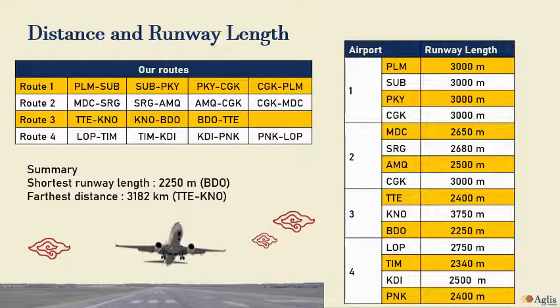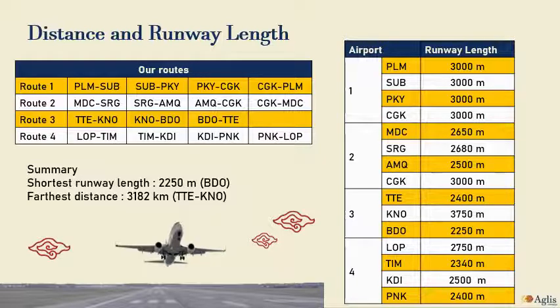Okay, so the most important thing to consider for choosing an aircraft is if the destined airport can accommodate our aircraft. And the two things to consider are the runway length: is it long enough for our plane to take off? And the next is the distance between airports: does our plane have the capability to reach that distance?